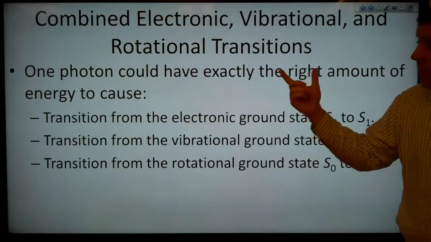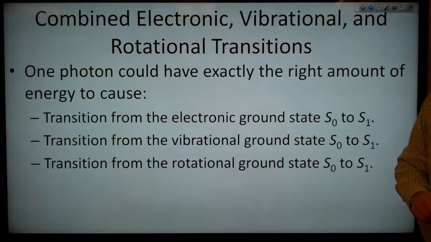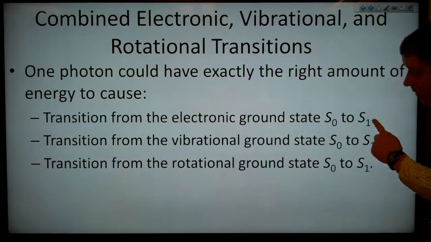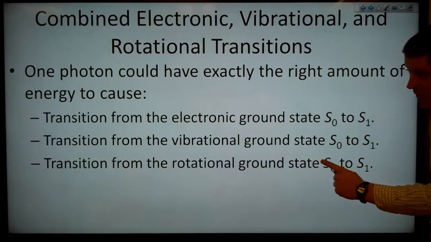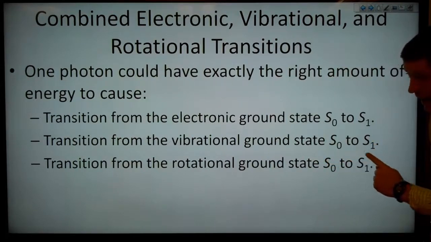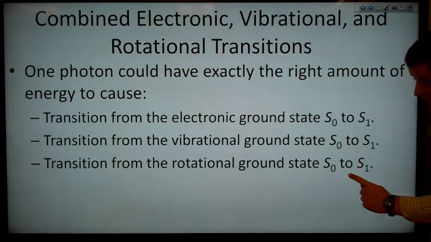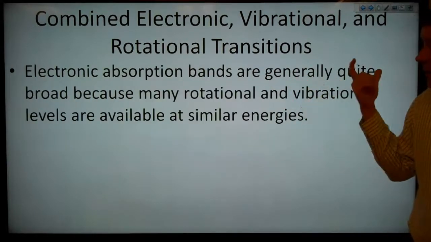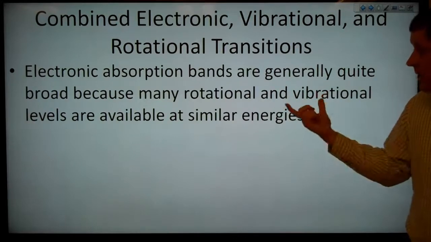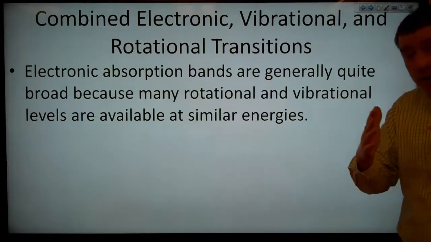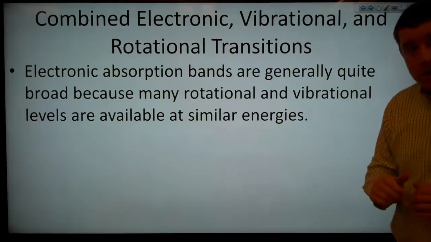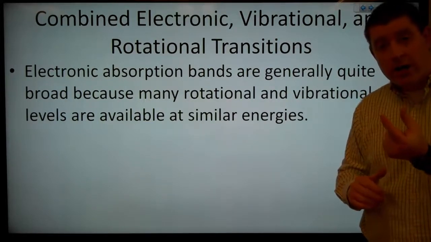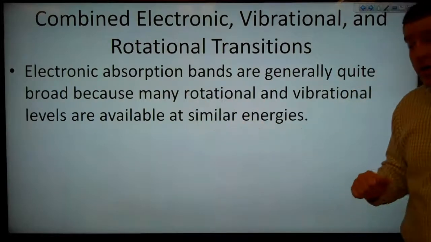But it is possible for one photon to have exactly the right amount of energy to cause a transition from the electronic ground state S0 to S1, and from the vibrational ground state to the vibrational ground state of S1, and from the rotational ground state to the rotational ground state of S1. The electronic absorption bands are generally quite broad because many rotational and vibrational levels are available at similar energies, just slightly different in energy. The rotational levels are really close together, the vibrational levels are a little bit farther apart, and the electronic transitions are generally really far apart.